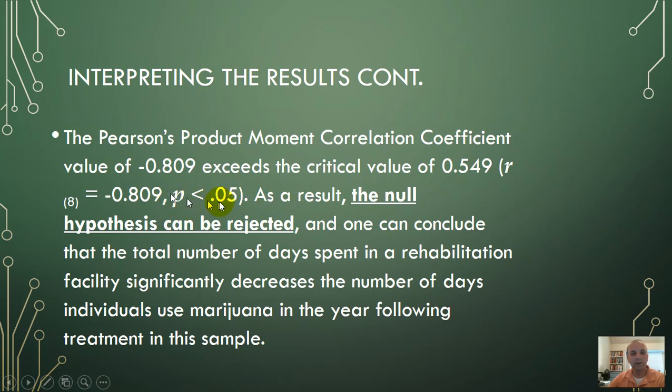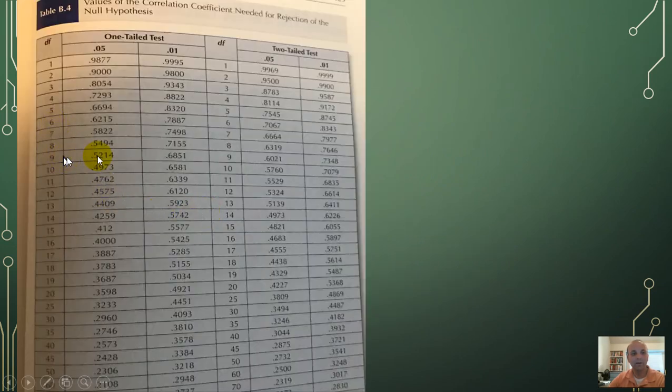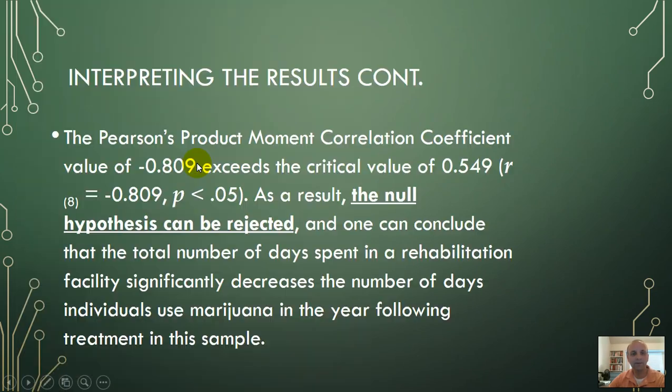How do we know it's P is less than 0.05? The probability of it occurring is less than 0.05 because it exceeds that value. As a result, the null hypothesis can be rejected, and one can conclude that the total number of days spent in a rehabilitation facility significantly decreases the number of days individuals use marijuana in the year following treatment in this sample.